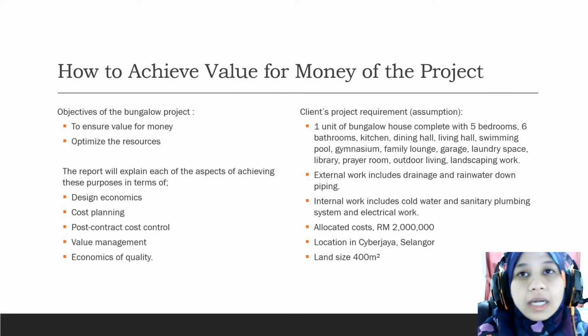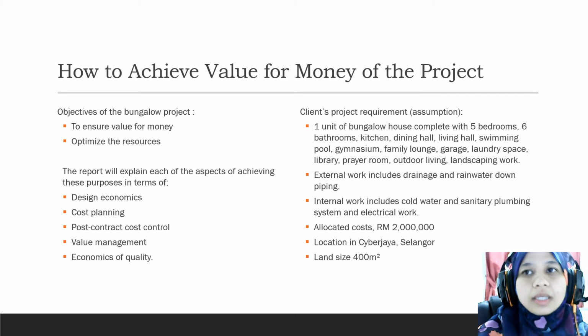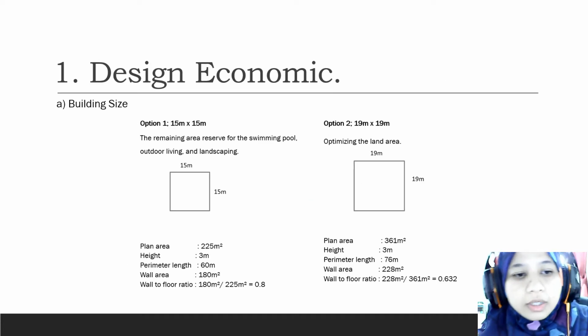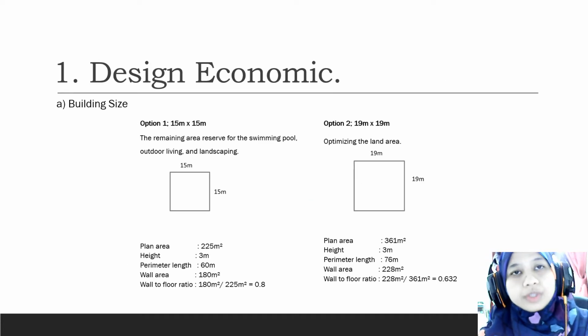The assumption of the client requirement is a 1-unit bungalow house complete with 5 bedrooms, 5 bathrooms, kitchen, dining hall, living hall, swimming pool, etc., and including the landscaping work. External work includes drainage and rainwater downpiping. Internal work includes cold water sanitary plumbing and electrical system. The allocated budget from the client is 2 million, located in Cyberjaya, and the land size is 400 meters square. As a project team, the client will be advised on the 5 aspects mentioned earlier.